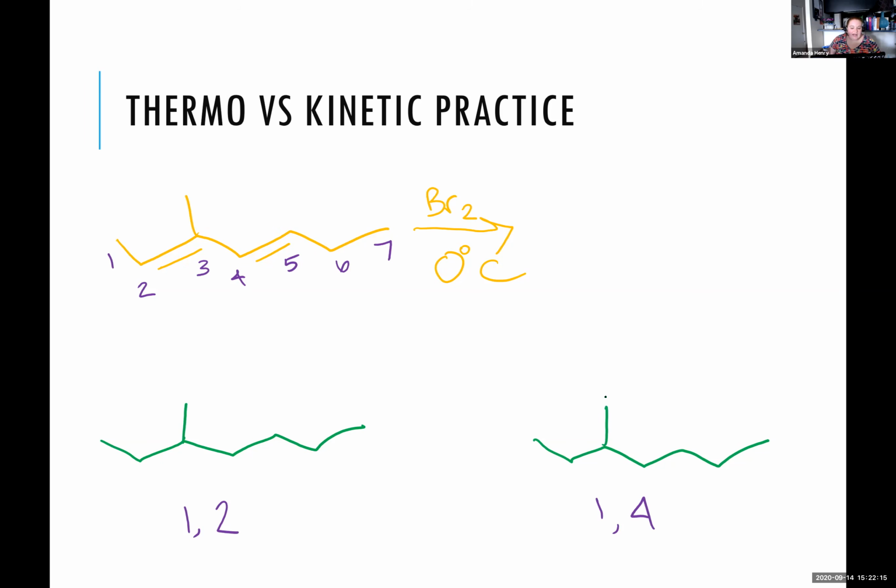When we look at the 1,2 product, we're going to add a bromine to 2 carbons. So for that 1,2 product, where are my bromines going to add? Which 2 carbons? And you can put it in the chat.